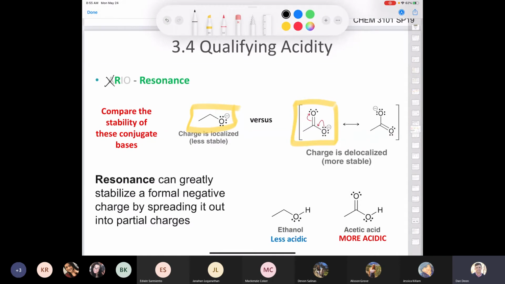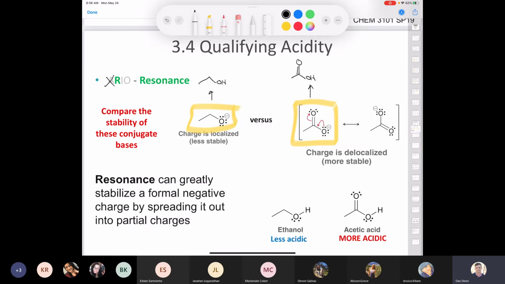Now, what is resonance? Resonance shows the delocalization of electrons. Remember that we said the more resonance structures, or the more resonance contributors we had to the resonance hybrid, the more stable the ion or molecule was. And since there are no resonance structures that can be drawn for ethoxide, but there are two resonance structures for the acetate, it's more stable. Therefore, the more stable base is going to be the result of the stronger acid. So the conjugate acid here would be this, and the conjugate acid here would be this.